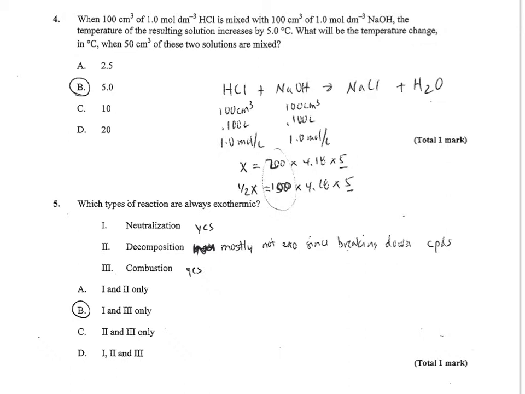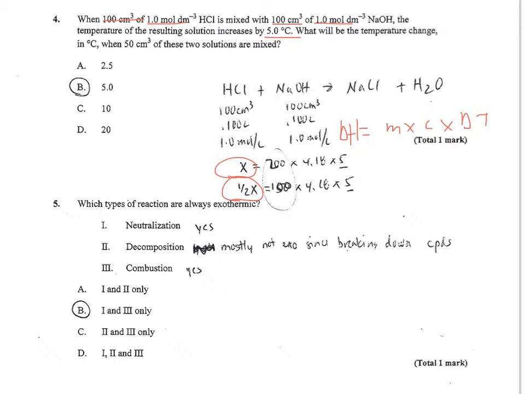So question number 4 is more difficult than it appears. You have to be careful as you're doing this one. It says you have 100 centimeters cubed of 1 molar HCl, 100 centimeters cubed of 1 molar NaOH, resulting temperature change of 5. What will be the temperature change when 50 centimeters cubed of each of these are mixed? Well, in both cases, we are looking at m times c times delta T, to yield delta H. And I think most of you realize that if X was the heat released in the first scenario, then you should have 1/2 X when you cut the amounts in half.